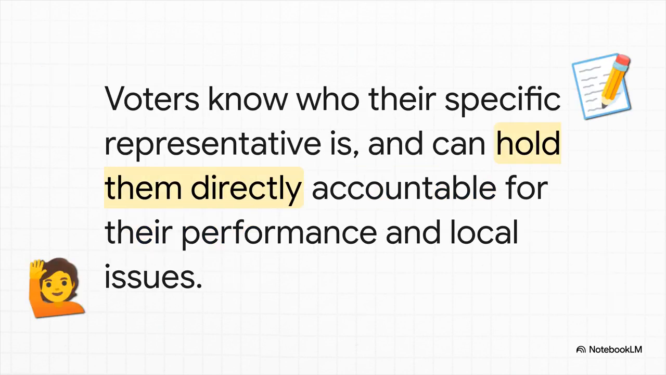And third, there's direct accountability. It's personal. In a system like FPTP, every voter knows exactly who their local representative is. There's a name, a face. So if you have a problem with a local road or school, you know exactly whose door to knock on. And when the next election comes around, you know who to hold accountable.